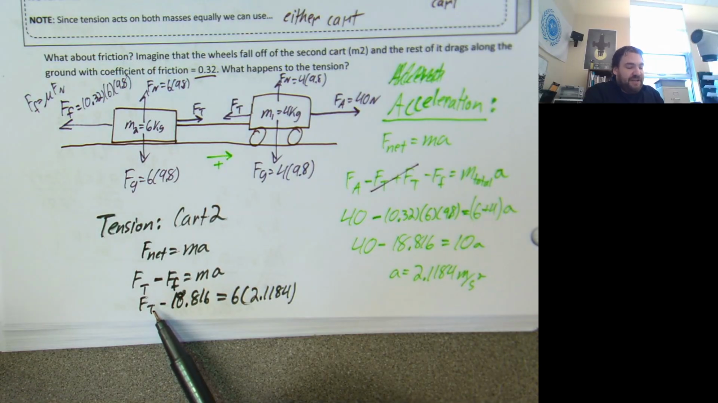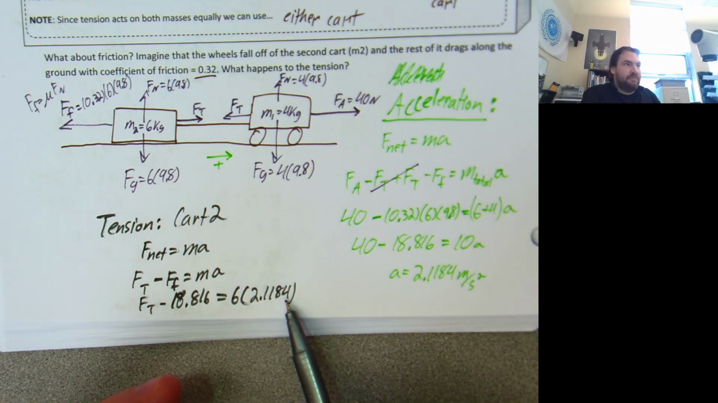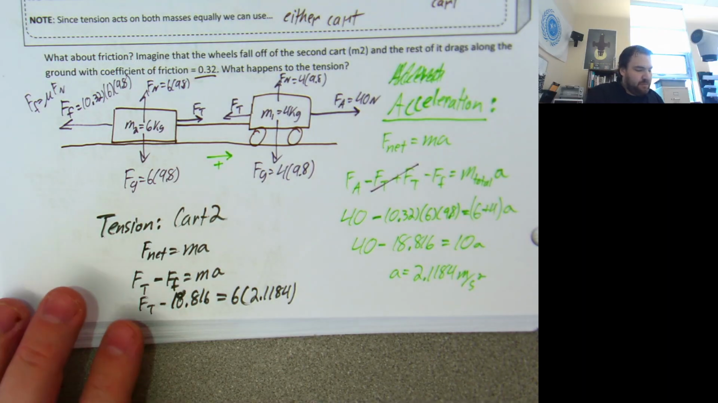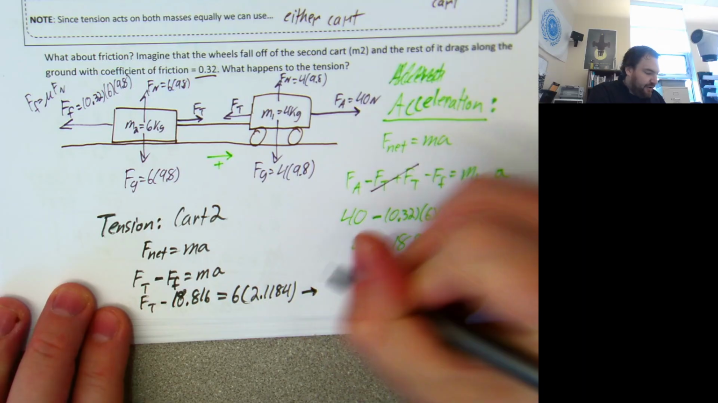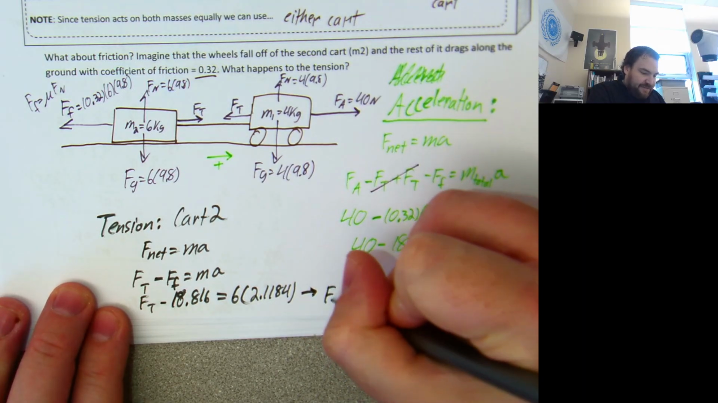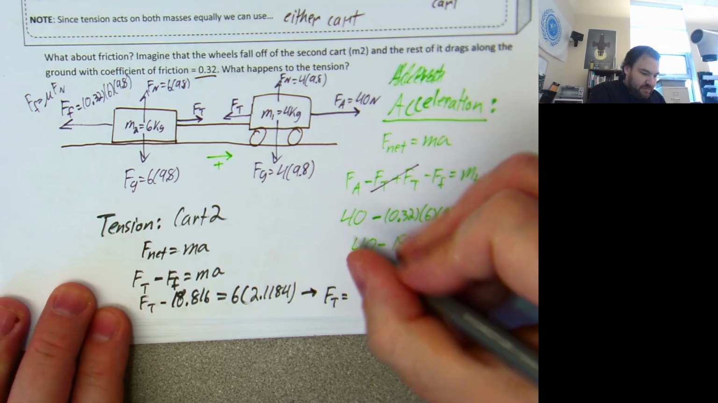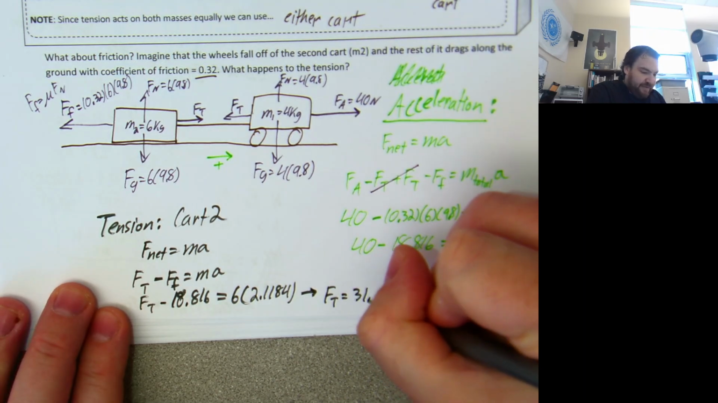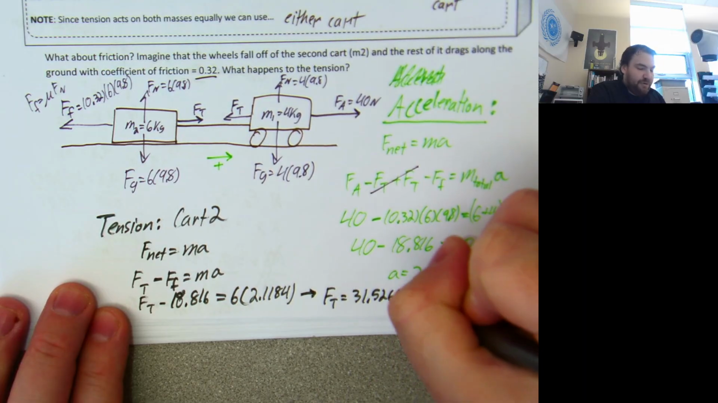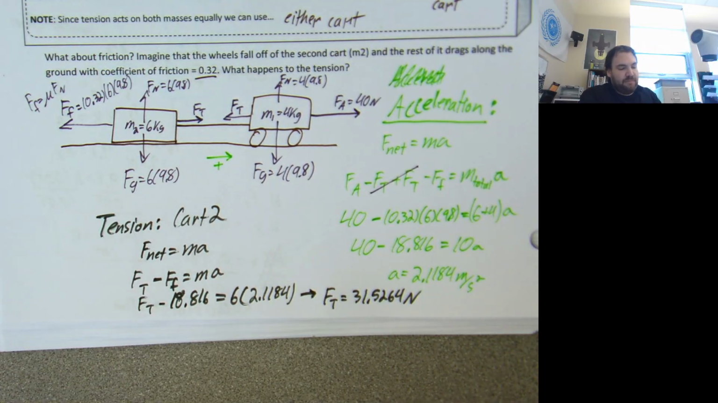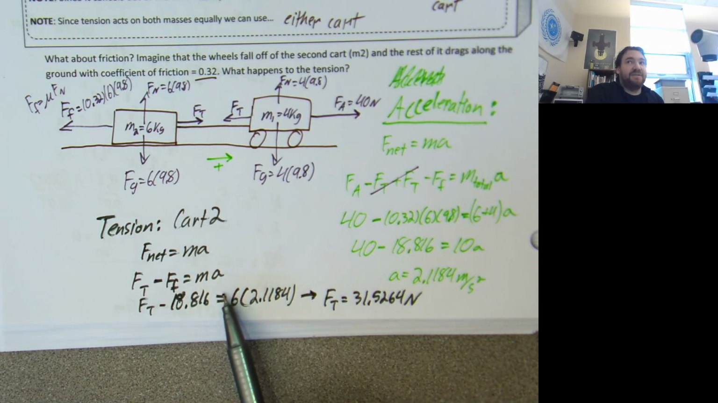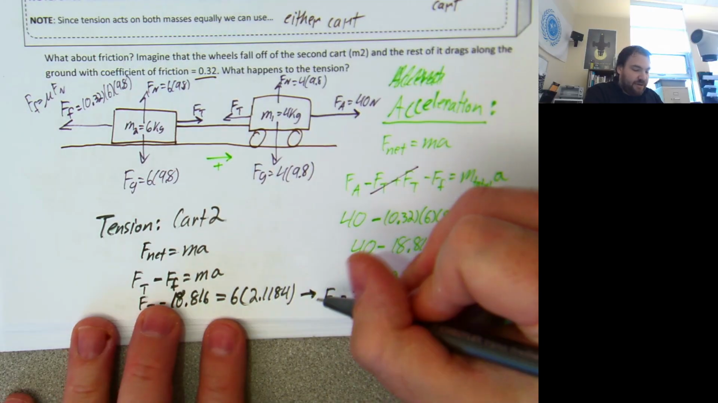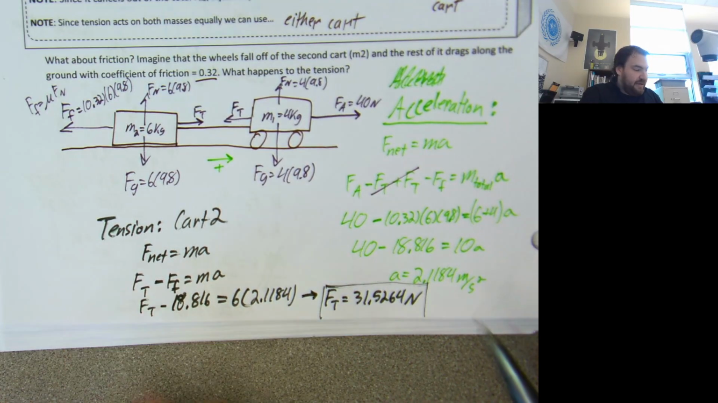All we have to do to find tension is add this value over to the other side. There's no unnecessary negatives to screw with you. If you do that, you're going to find that Ft is going to equal 31.5264 newtons. This times this plus this is going to give you that value. So the tension in the string is that number.